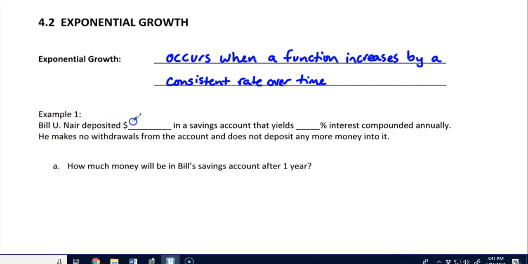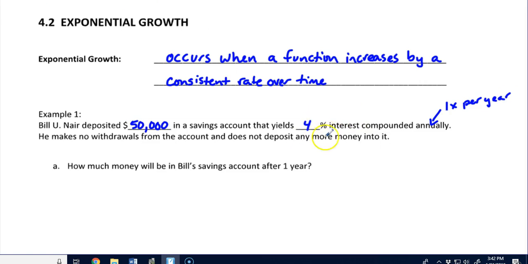He happens to have $50,000 in a savings account, and it has a 4% interest, which is compounded annually, meaning he's going to get his interest at the end of 1 year. Okay, that could be worth writing down.